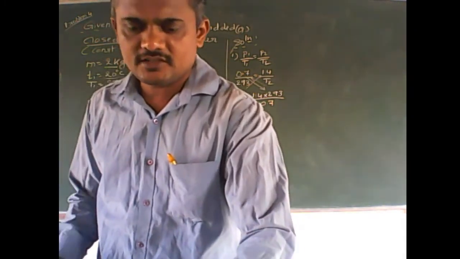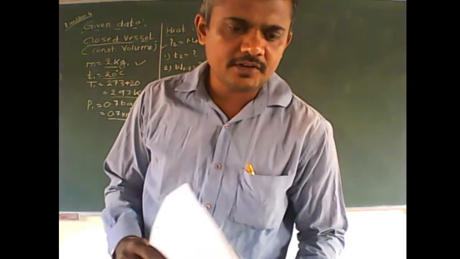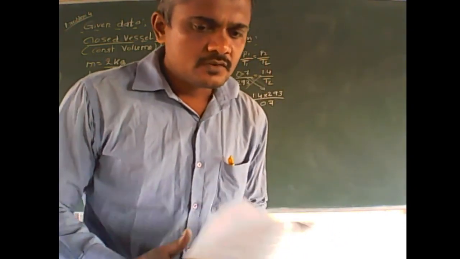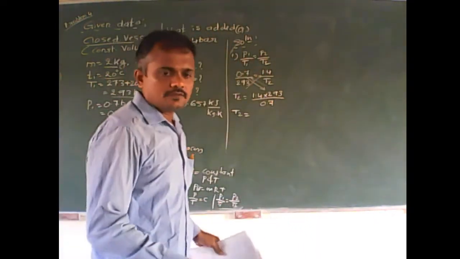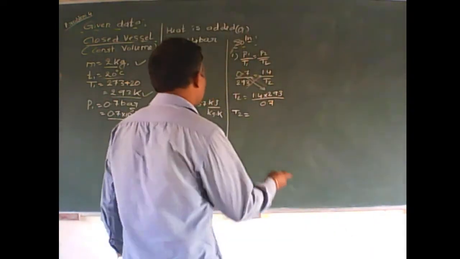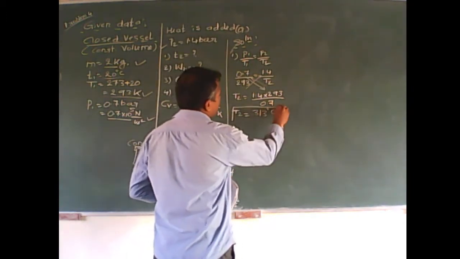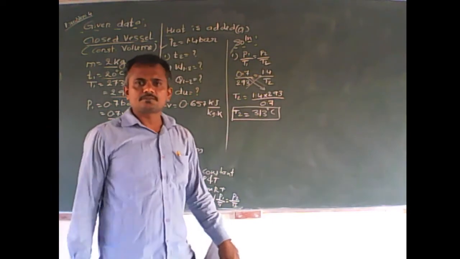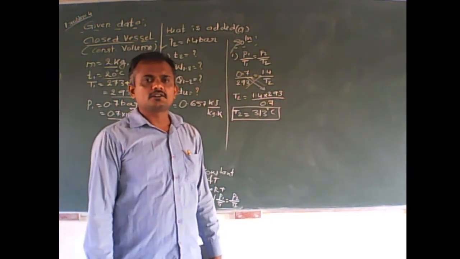So let me check T2. T2 is obtained as 313 degrees Celsius. 0.7, 1.4, 293. 313. After calculation with the help of a calculator, we can get this answer 313. So the temperature is increasing to 313 degrees Celsius.